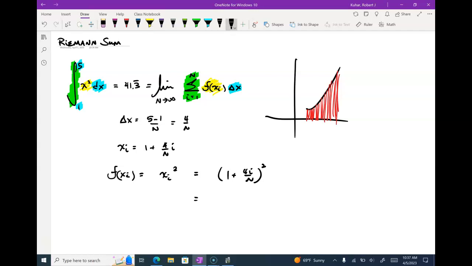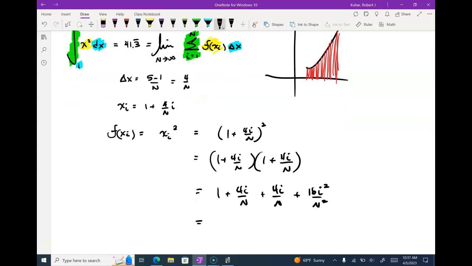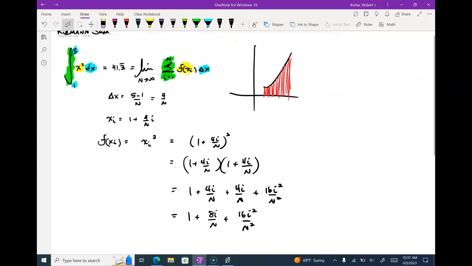So I want to expand this out. Let's see, I get 1 plus 4i over n times itself. I'm only going to do this once, so in the future I'll just expand it out quickly. This is 1 plus 4i over n plus another 4i over n plus 16i squared over n squared. And so you see I get what? 1 plus 8i over n plus 16i squared over n squared. And that is what I'm going to use as the height of each rectangle. Here's the base of each rectangle. Here's the height of each rectangle.